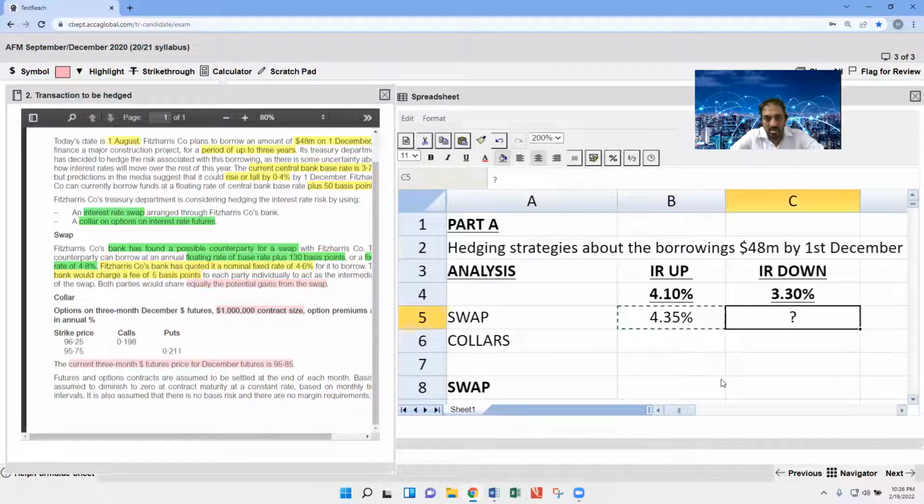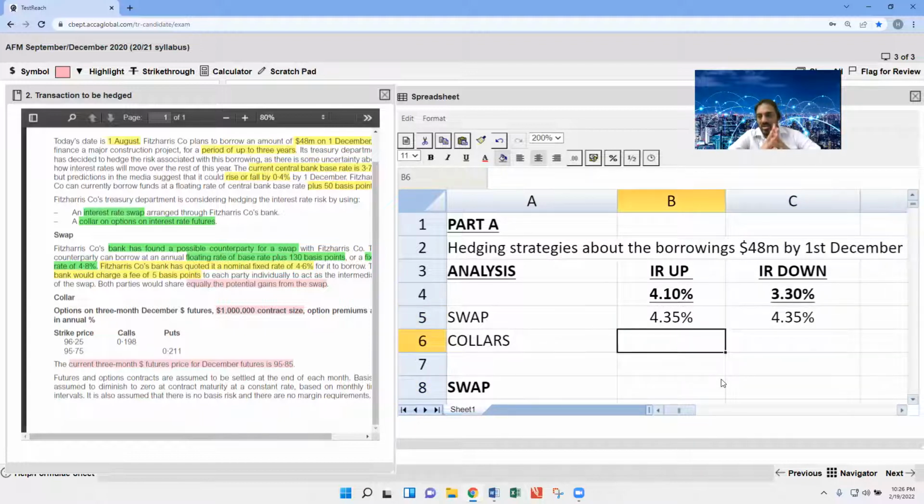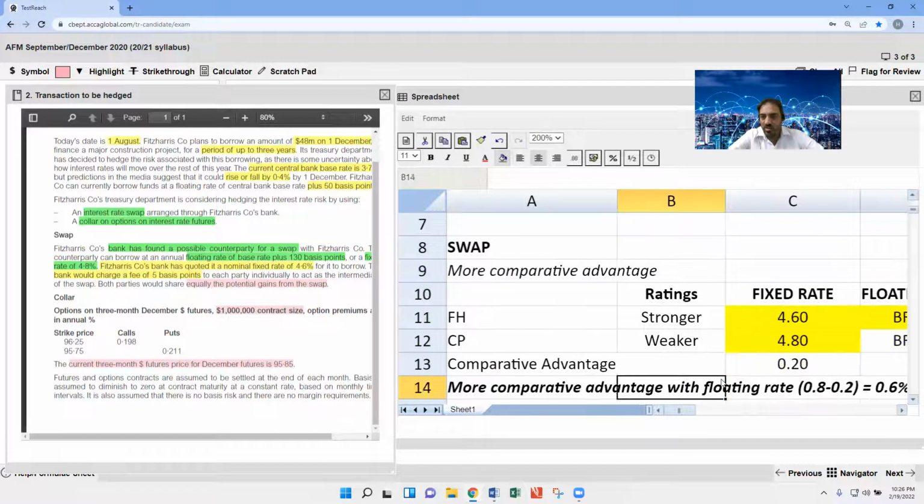Control C, Control V. Candidates, can you please reply to me? Is that clear to all of you? Very simple question. Basic swap matter.